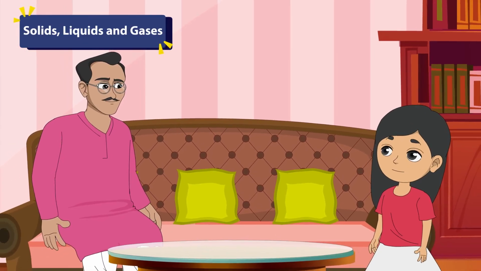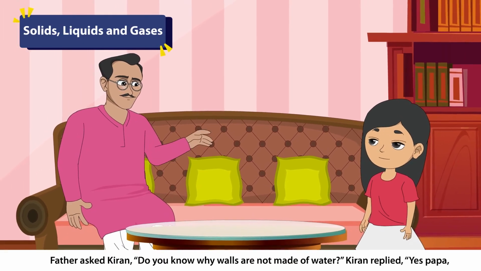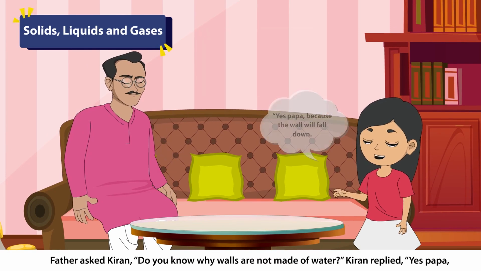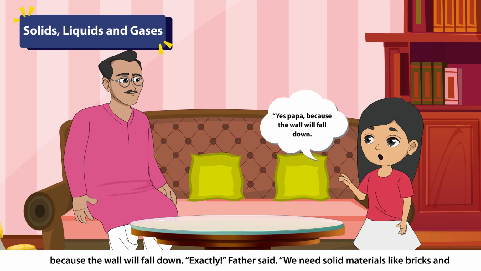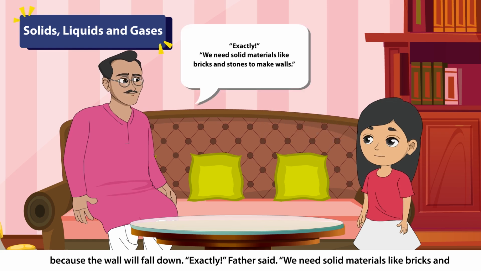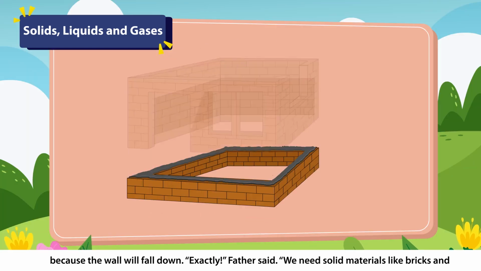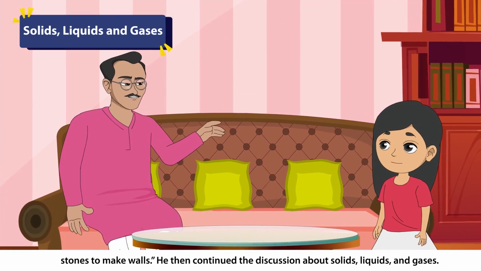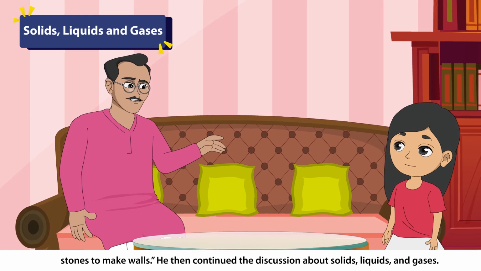Solids, liquids and gases. Father asked Kiran, "Do you know why walls are not made of water?" Kiran replied, "Yes, Papa, because the wall will fall down." "Exactly," Father said. "We need solid materials like bricks and stones to make walls." He then continued the discussion about solids, liquids and gases.